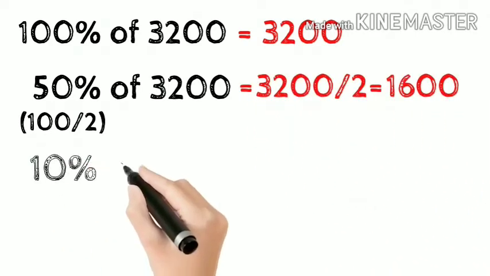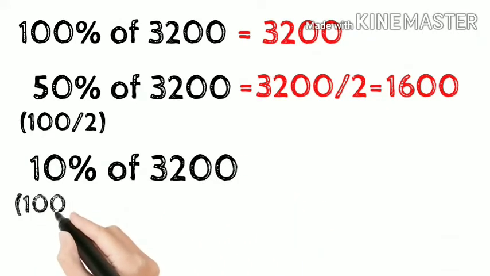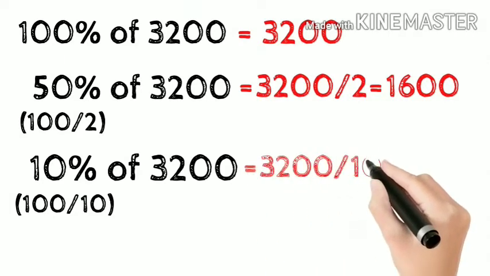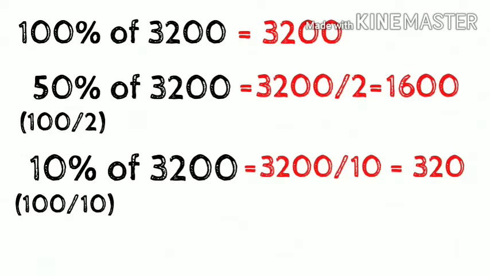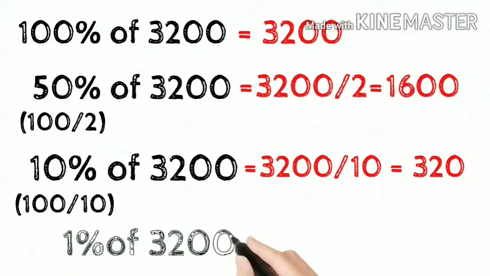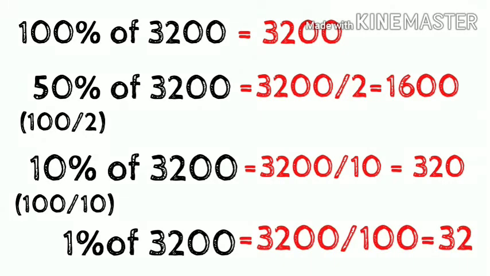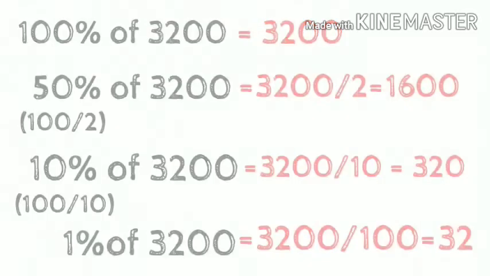Now what is 10% of 3200? We can write 10% as 100% by 10, so the answer will be 3200 by 10, which is nothing but 320. Now what is 1% of 3200? 1% can be written as 100% by 100, so the answer will be 3200 by 100, that is 32. Now after understanding how to calculate 100%, 50%, 10% and 1% of any number, we can calculate any percentage of any number. Let's check it out.